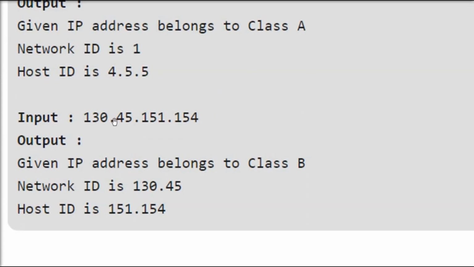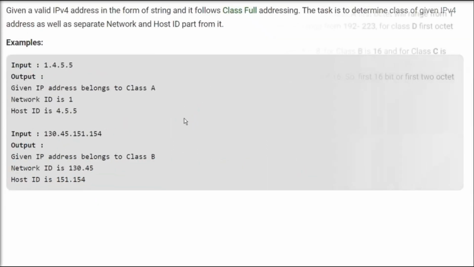Coming to this one, 130.45.151.154. 130 comes between 128 and 191, so it goes above 128. So 130 lies in class B. In class B, the first two octets are reserved for the network and the third and fourth are reserved for the host. So the first and second octets are the network ID, and the host ID will be 151.154. This is how you solve it.